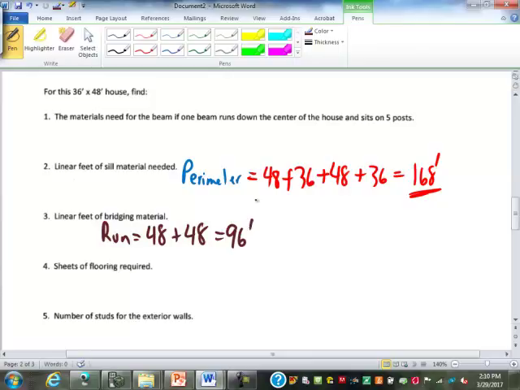Now, to find out the total amount of bridging material needed, we take the total run times 3. So we're going to do 96 feet times 3, which is going to come out to be, what, 270, 288 feet of bridging material.